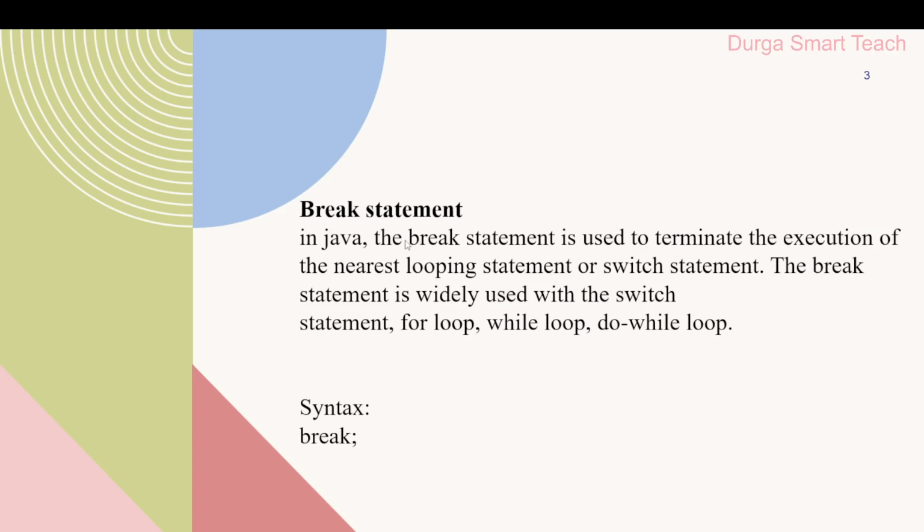The most common use of the break statement is to terminate the execution of the loop. In other words, we can say that the break statement is used to get out of the block. Whenever the break is encountered, it will come out of the loop. So it is widely used in for loop, while loop, and do while loop, and also in the switch statement. The syntax is simple, we just need to use one keyword, that is break.